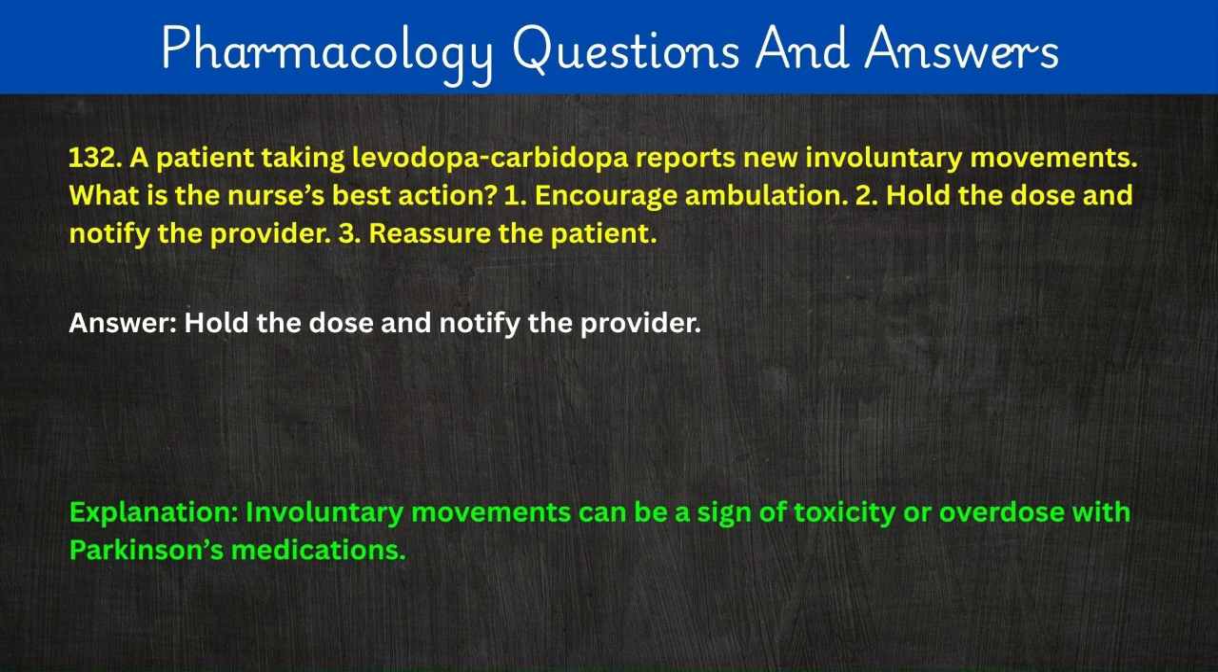132. A patient taking levodopa-carbidopa reports new involuntary movements. What is the nurse's best action? 1. Encourage ambulation. 2. Hold the dose and notify the provider. 3. Reassure the patient. Answer: hold the dose and notify the provider. Explanation: involuntary movements can be a sign of toxicity or overdose with Parkinson's medications.